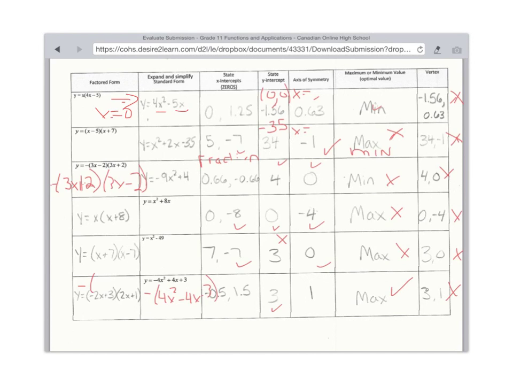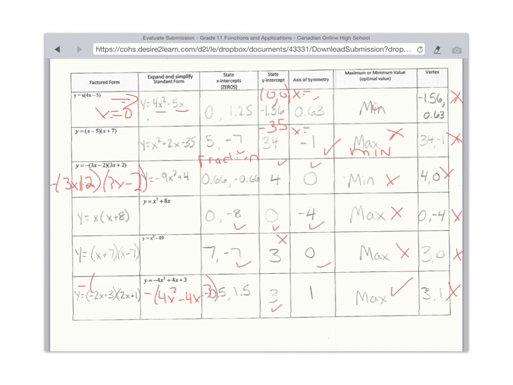When you write your axis of symmetry, you need to write it as an equation because it's a line, and all lines have an equation. So it needs to say x equals 0.63, not just a value 0.63, because that's just a singular value. It doesn't show up on a graph.